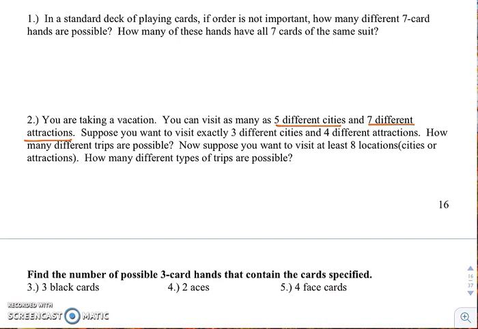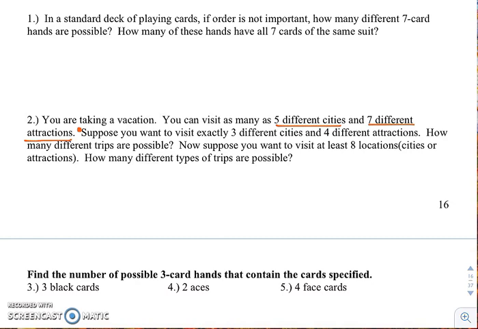So suppose you want to visit exactly 3 different cities and 4 different attractions. How many different trips are possible? So that's your first scenario, and then it says, okay, well, suppose you want to visit at least 8 locations in general. How many trips would be possible? So let's do the first one. Suppose you want 3 different cities and 4 different attractions.